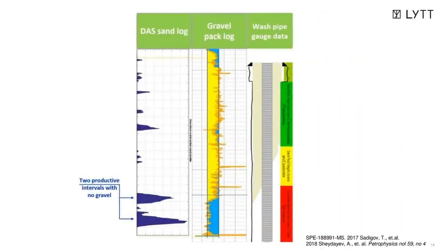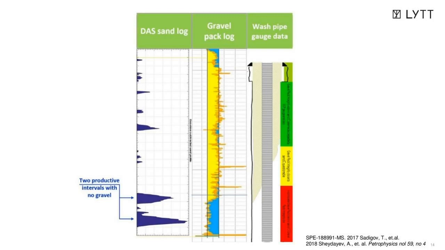Now let's look at another example. This is a well that was completed with an open hole gravel pack, one of those types of sand control equipment. And this particular well also has a permanent fiber installation.